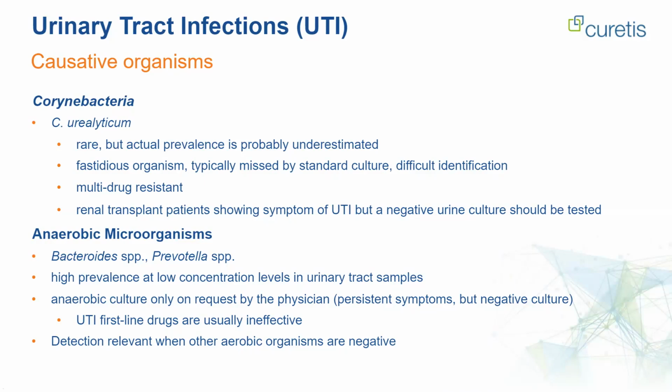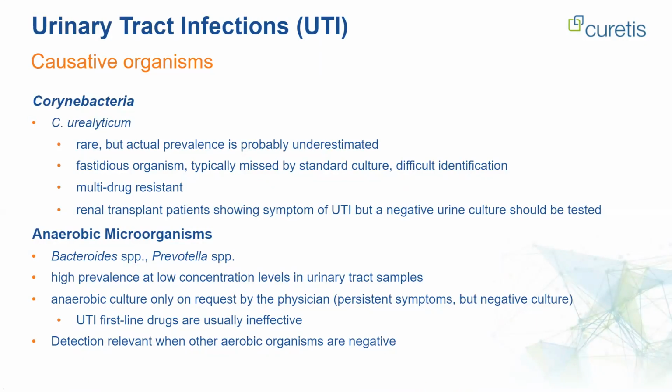For example, renal transplant patients who show symptoms of UTI, but whose urine culture is negative, should be tested for Corynebacterium urealyticum, because Corynebacterium urealyticum is commonly found in the urogenital tract of humans. It is rare, but the actual prevalence is probably underestimated. It is also a multi-drug resistant organism.